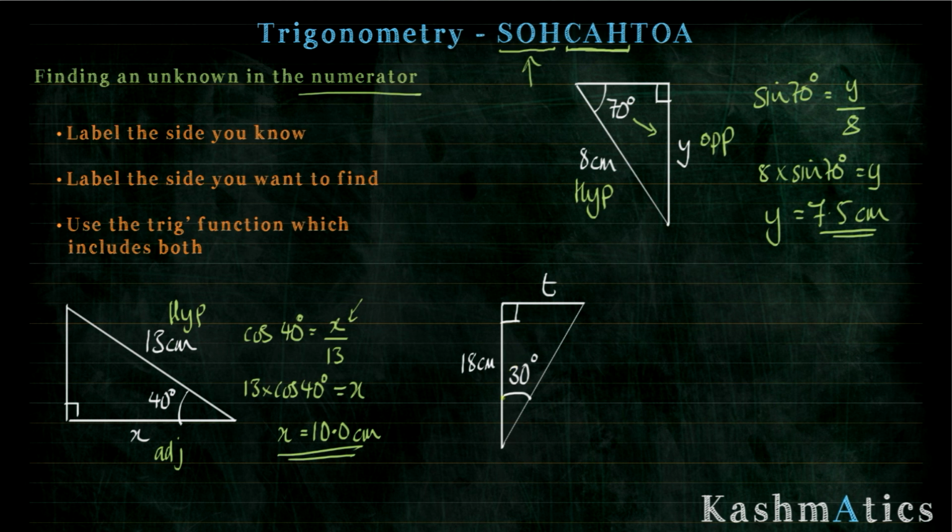And lastly, down here, let's have a look. We've got the adjacent side, so the side next to the angle, and we're trying to find the side opposite the angle. Opposite and adjacent, that's the tan ratio. So we have tan 30 equals the opposite side, t, divided by the adjacent side, which is 18. So 18 multiplied by tan 30 is equal to t, so t equals 10.4 centimeters.